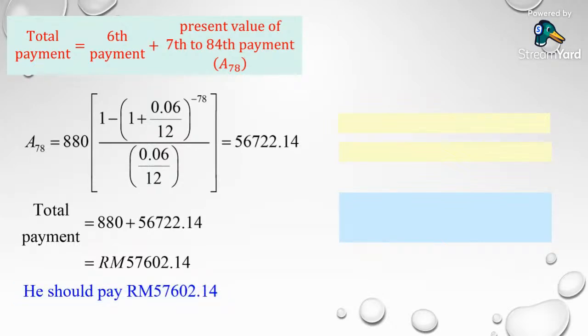So once again, this question cannot use A79 to get the answer, because not all 79 payments that are paid are future payments. One of them is already due. The 6th payment is already due the moment he wants to clear the debt. So therefore, it cannot be A79, just A78 plus a current payment due.